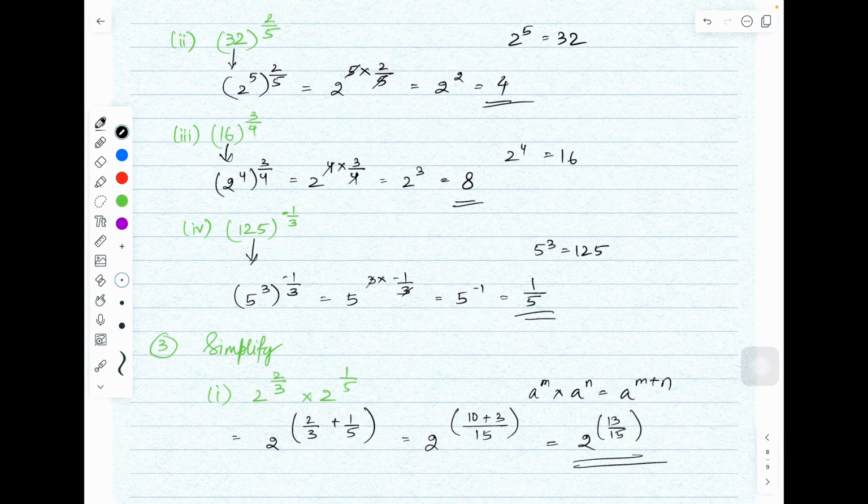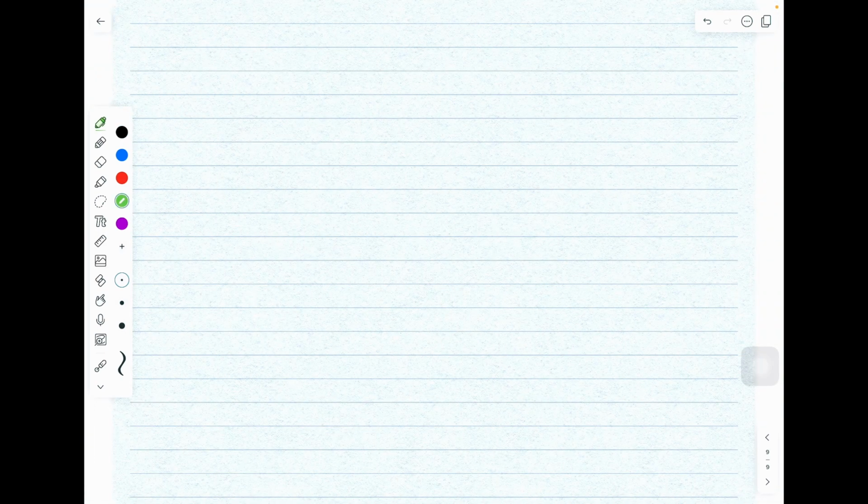Instead of m and n, you put those values that are given. 2 to the power, 2 by 3 plus 1 by 5. You do the addition, you are getting 13 by 15. So this is 2 to the power 13 by 15.